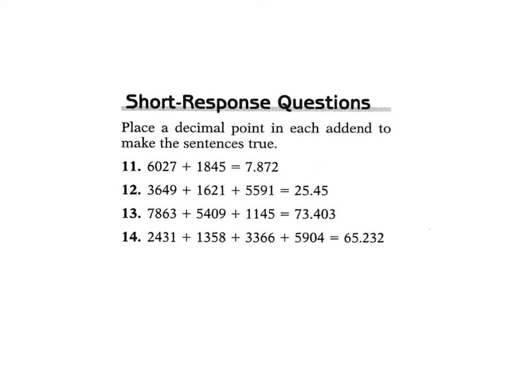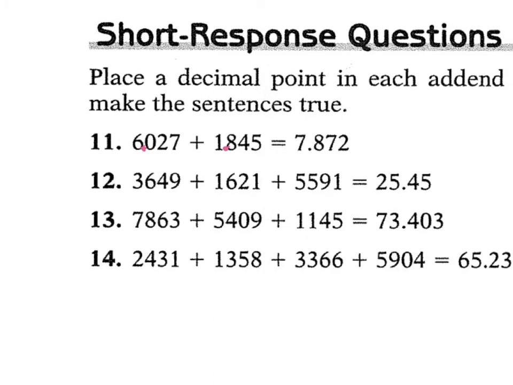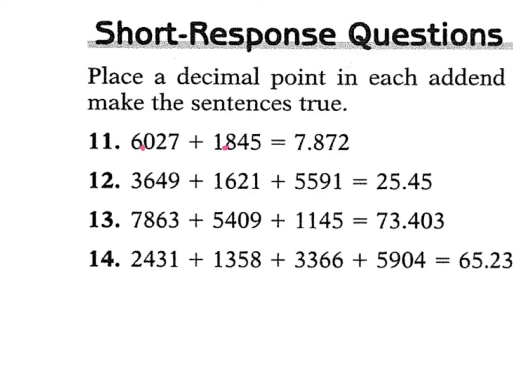Okay, for 11 through 14, we need to place a decimal point in each addend to make the sentence true. So looking at number 11, our decimal point couldn't go there because then that would make this number 60, and 60 is bigger than 7. So we could put our decimal point right there, and then again, we wouldn't be able to put it there because that would make the number 18, and 18 is also bigger than 7. So we could put it right there. So we'd have 6.027 plus 1.845, which would be equal to 7.872.